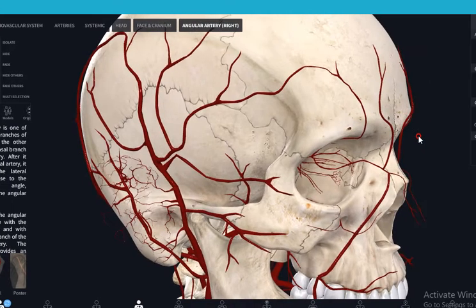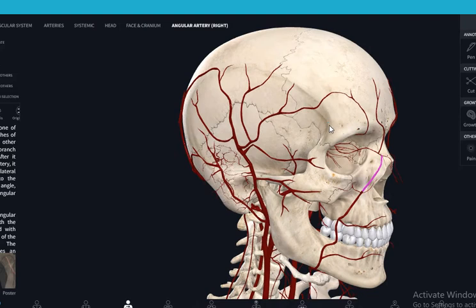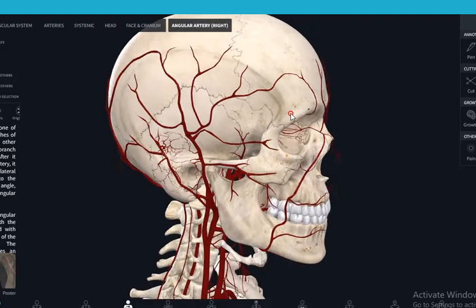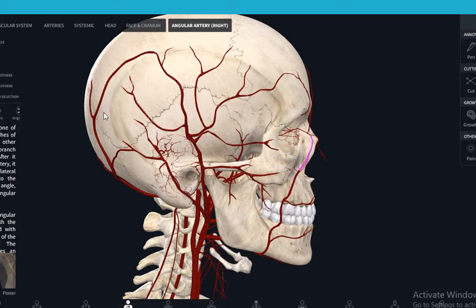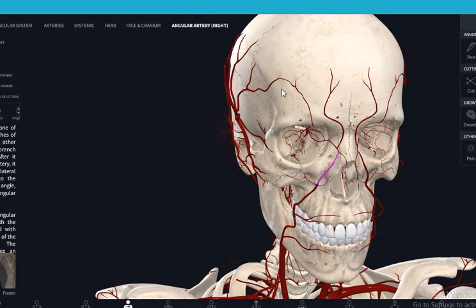So these are the main arteries involved in the external portion of the head. The occipital artery supplies posteriorly to the scalp, the superficial temporal supplies here, and we have all this.